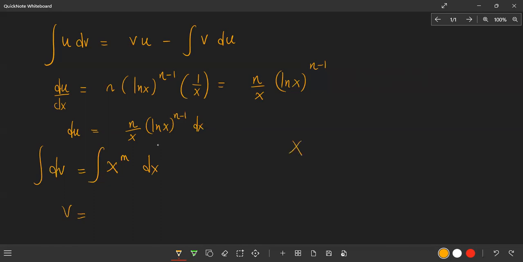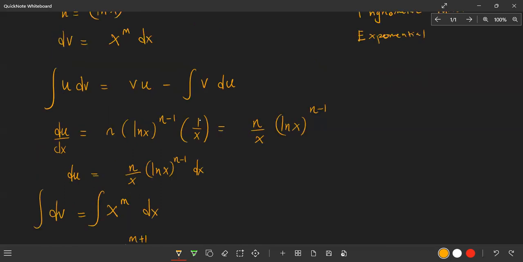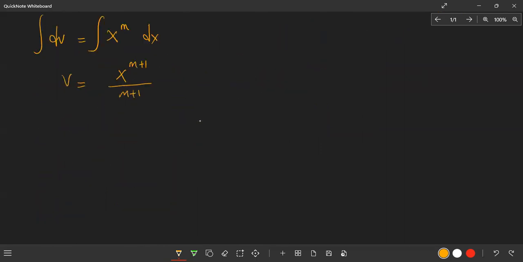Let's say you're integrating x squared. What do you do? You add one to the power, and then divide by the new power, isn't it? So we're going to have x to the m plus 1 divided by m plus 1. Okay, now we've got everything. We can now go back and substitute that in our formula.